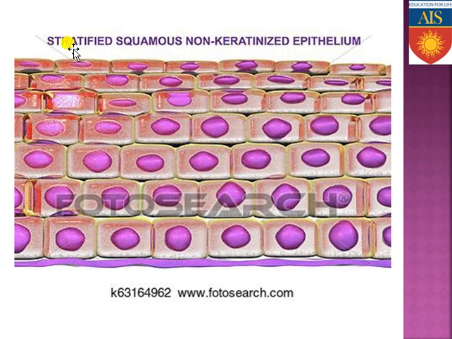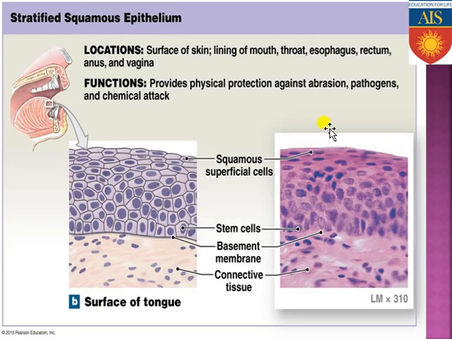First one, stratified squamous epithelial tissue. Obviously this type of tissue contains squamous cells. Multiple layers of cells are present, and specifically the superficial layer contains the squamous cells. Located in the surface of the skin; our skin is the example of stratified squamous epithelial tissue, please keep it in your mind. Also the inner lining of the mouth, throat, esophagus, rectal region, anus and vagina.